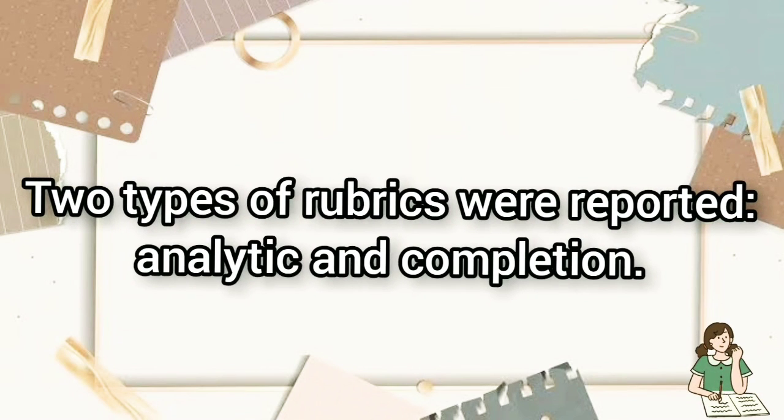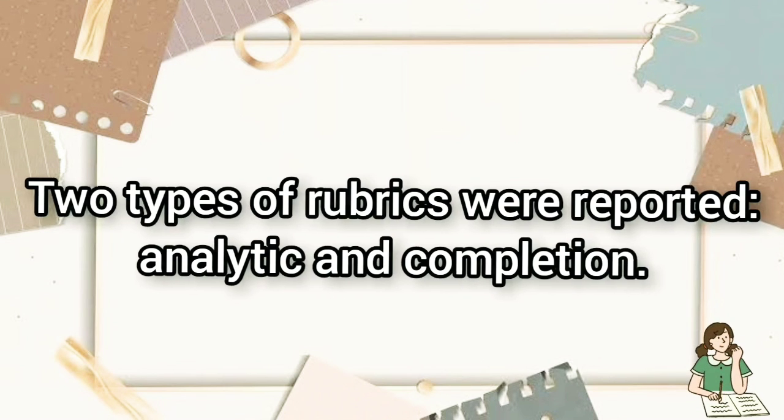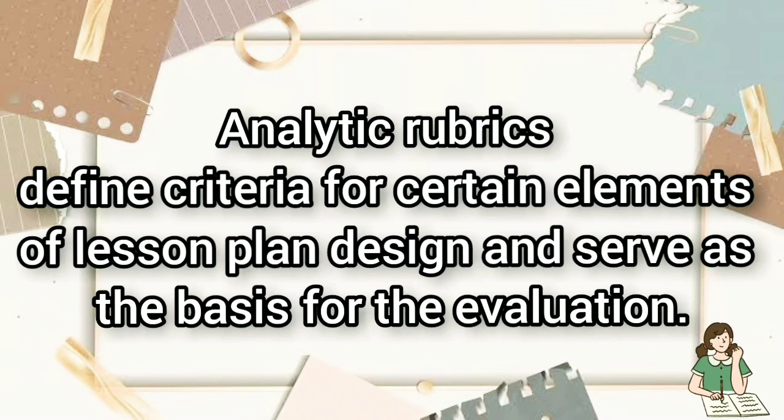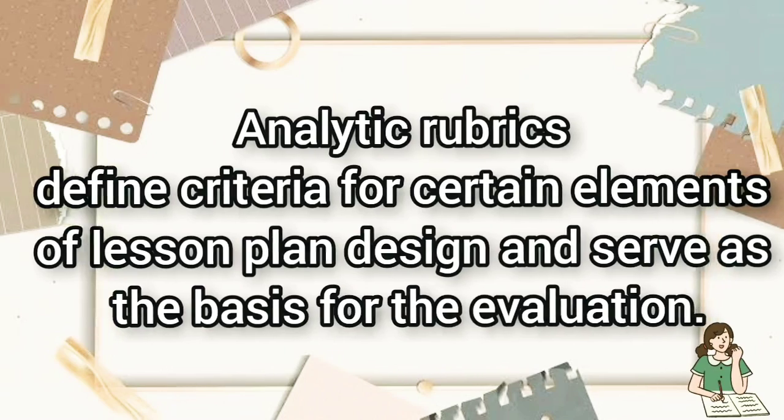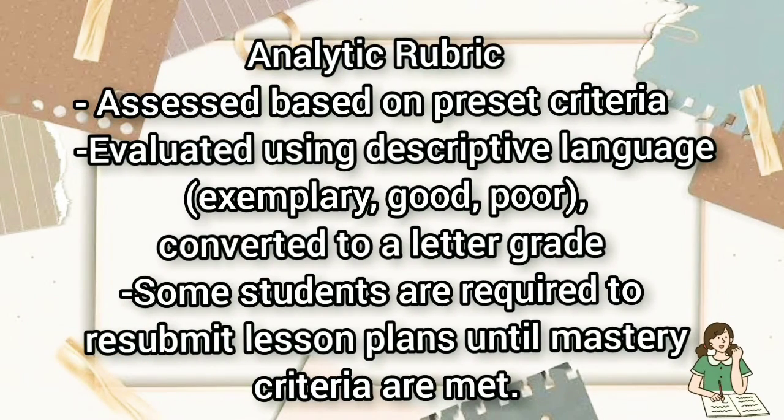Two types of rubrics were reported: analytic and completion. Analytic rubrics define criteria for certain elements of lesson plan design and serve as the basis of evaluation. Analytic rubrics assess based on the preset criteria, evaluate using descriptive language, exemplary, good, poor, converted to letter grade. Some students are required to resubmit lesson plans until mastery of the criteria is met.